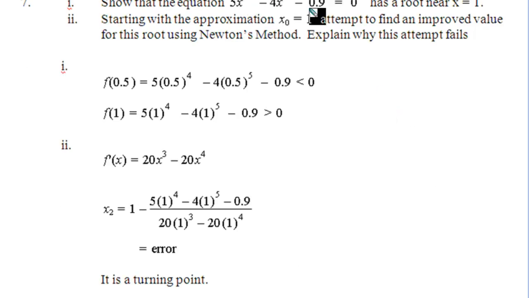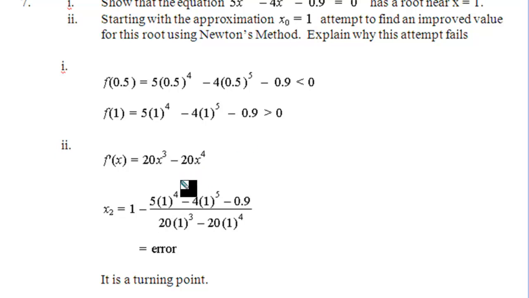So question 7, here's our function, and we're told it has a root near 1. So we take 0.5, we take 1, we see a change in sign. We just need to get close to 1 and get a change in sign somewhere close to it. Well, it's within an interval of a half. That's pretty close. Take 1 as our first approximation.